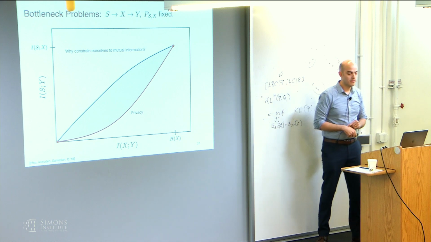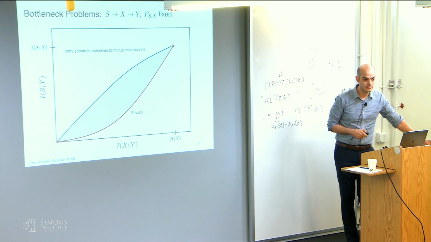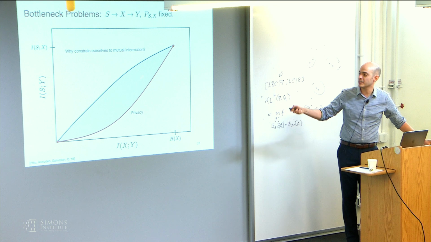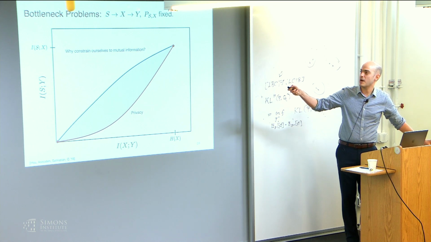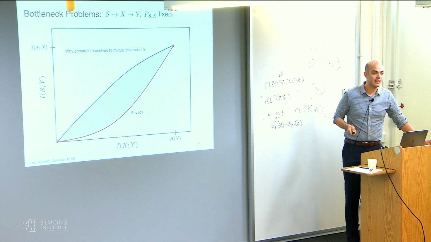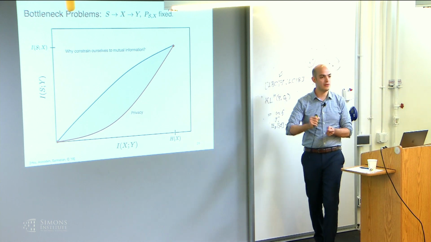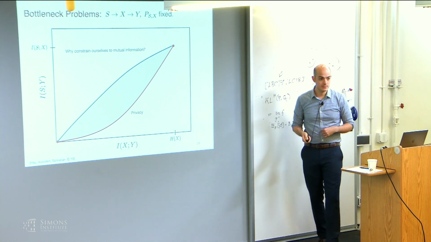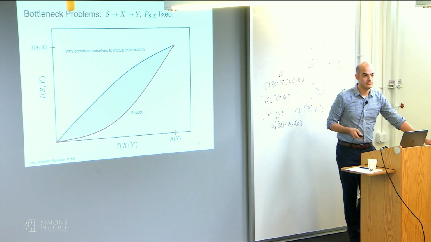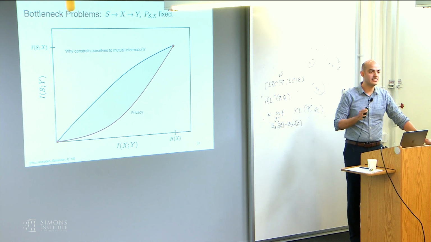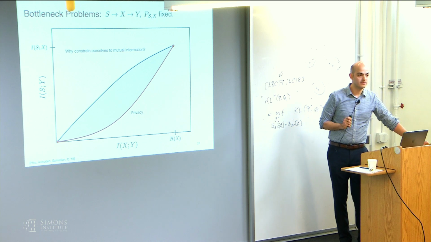So what are the variables that control where in the region you are? As you change this mapping, P of y given x, you're going to trace this region. So the only parameter here is the channel, P of x is fixed. Yeah, exactly. P of x is fixed, and as you change the mapping over all possible channels. Technically you could achieve exactly the straight line if you also changed P of x. But P of x is fixed, so it's not exactly a straight line.